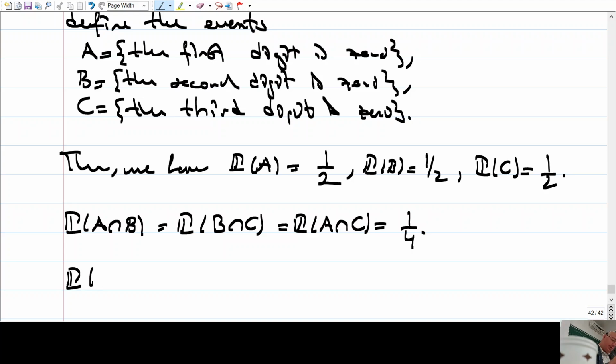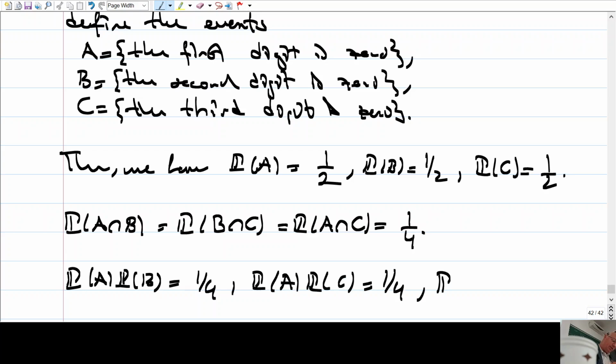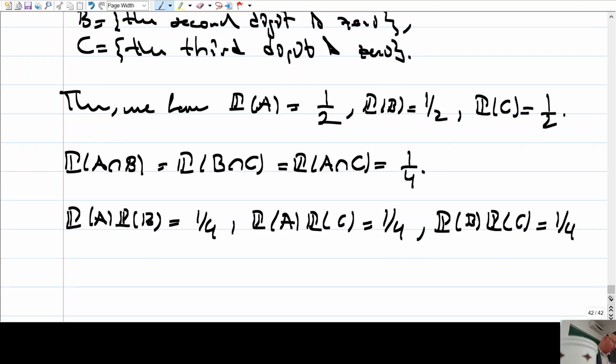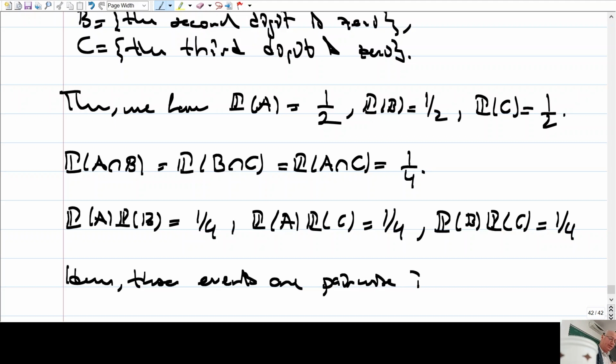What is P(A)P(B)? I already computed these probabilities. This is just 1 over 4. What about P(A)P(C)? This is 1 over 4. And P(B)P(C), this is again 1 over 4 because each one has probability 1 over 2. Therefore, hence, these events are pairwise independent. A and B are independent, A and C are independent, and B and C are independent.